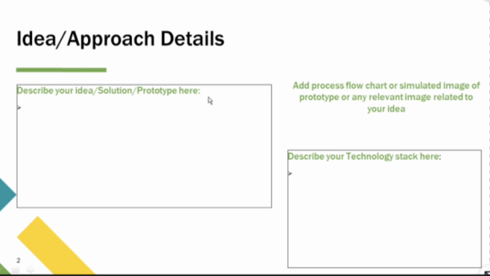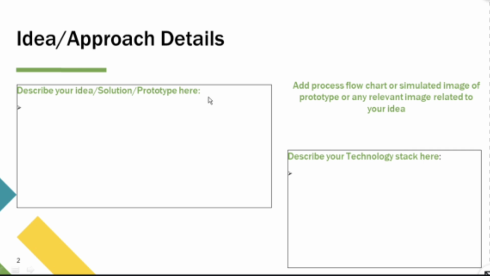Now apart from this, in this empty space you can make use of a flow chart or a simulated image. A simulated image can be an animation, a prototype, or any relevant image related to your idea. Exactly what it is going to be, I'll be covering in my next video, where I'll be showing you two or three versions of how my teams have done that.